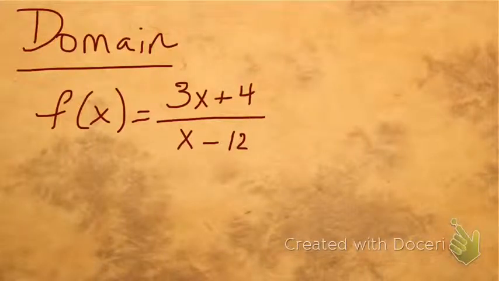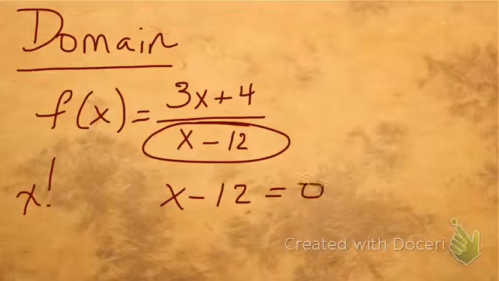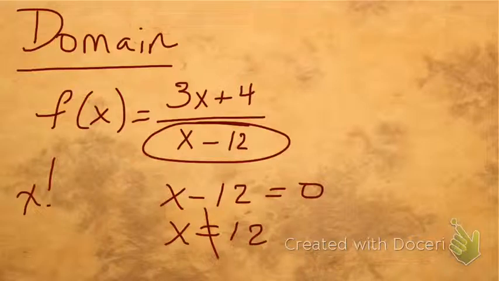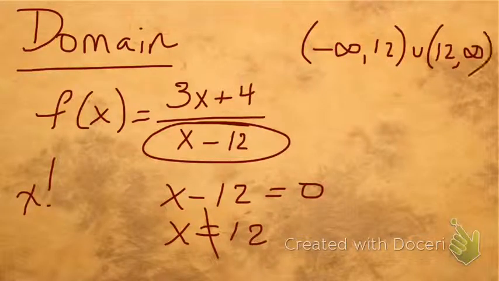Let's find the domain of a bunch of functions. We want to know what are the possible values of x. Okay, well, you cannot let the bottom be 0. There is a domain restriction. Set the denominator equal to 0 and solve. We find that x cannot be 12. That means x can be everything else, everything but 12. That's everything from negative infinity up to 12, do not include 12, together with everything from 12 to infinity.